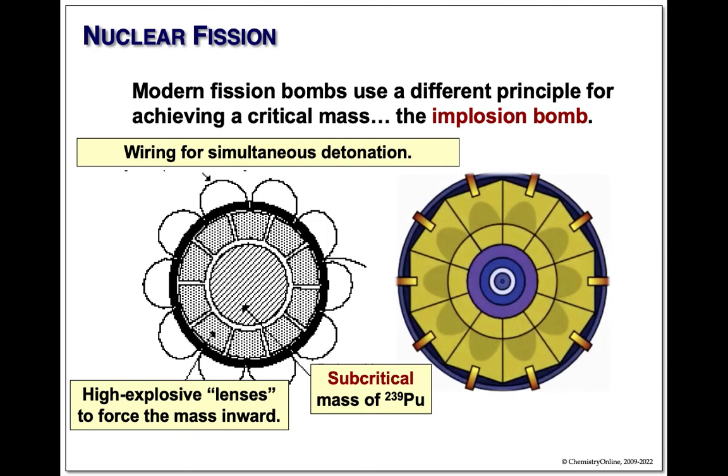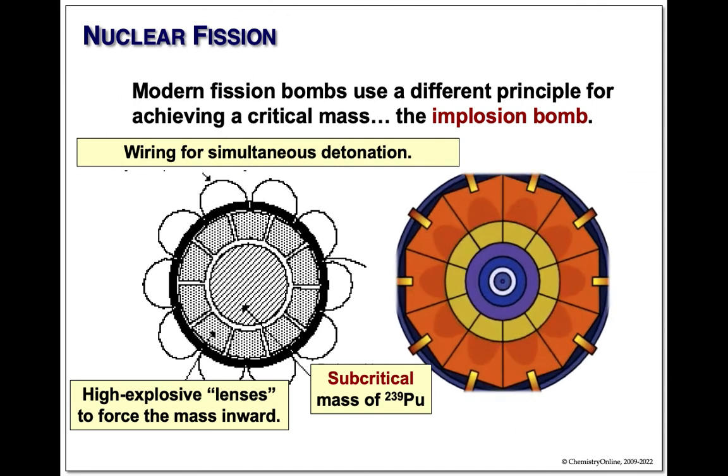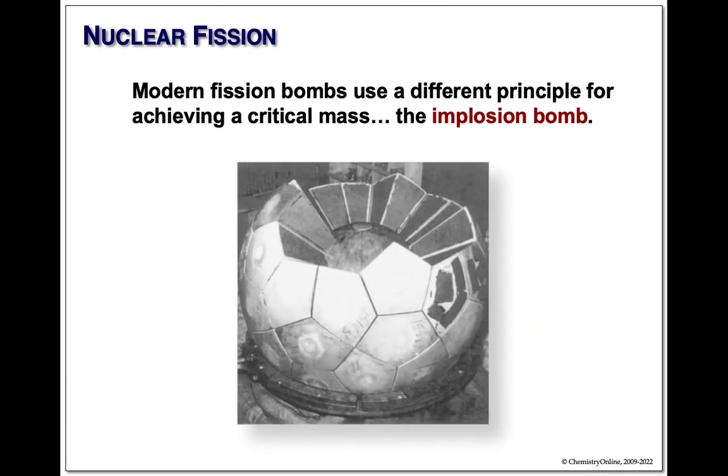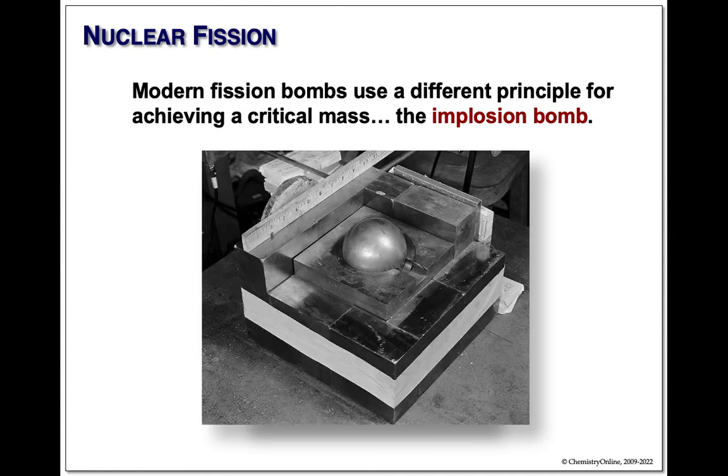We start with subcritical mass here. One way to make it critical is to increase its density. So here it is. We set all these things off at the same time. The shock wave goes down, compresses the core, and there it goes. An implosion bomb. What's it look like? A soccer ball, about the same size. These are the high explosive parts. This is the plutonium pit. Goes in the middle, about the size of a baseball.